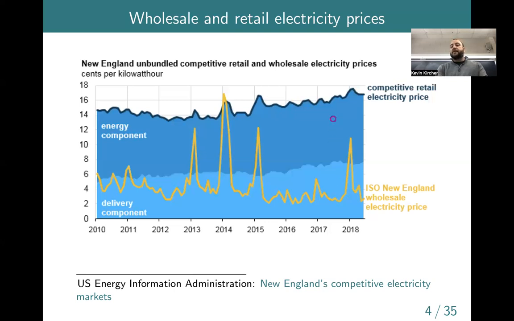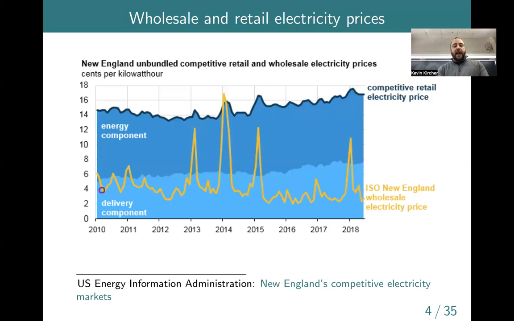So roughly speaking, this is for the energy that actually flows over the power lines and through the transformers. And then this is a cost that's associated with recouping the capital investment in all those poles and wires. And the yellow curve here is the wholesale electricity price.